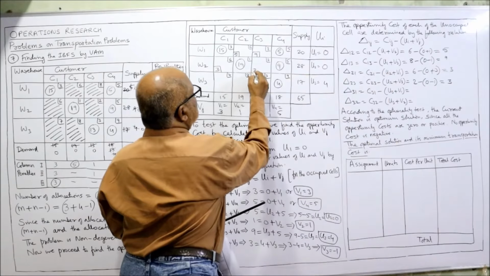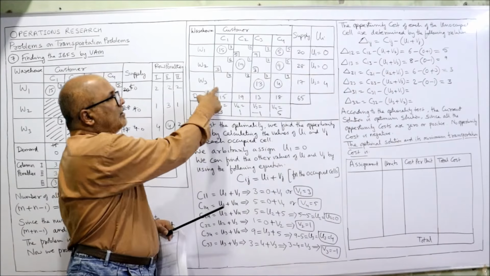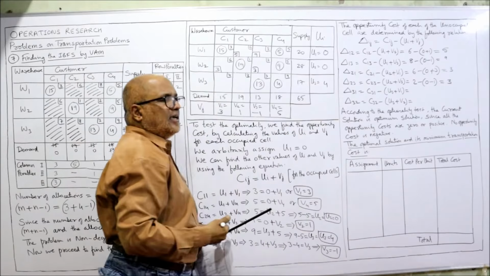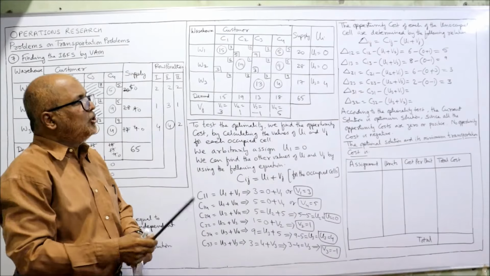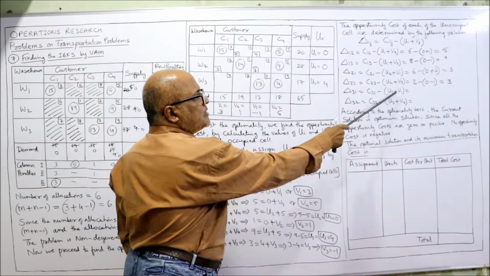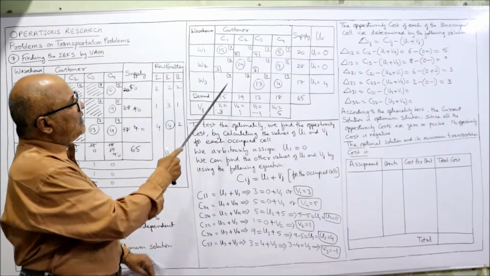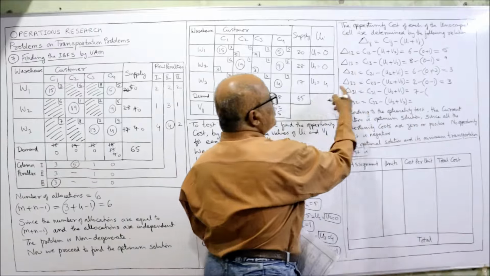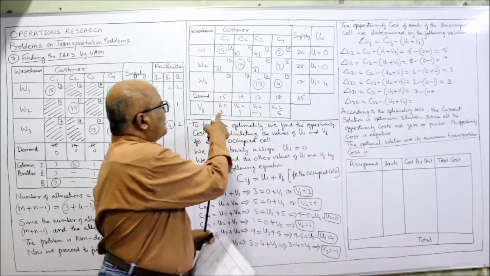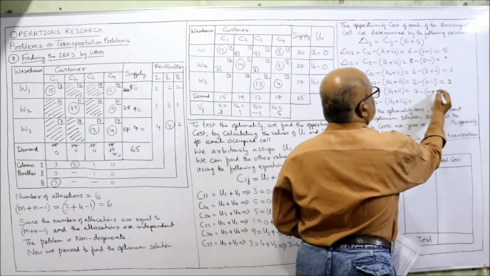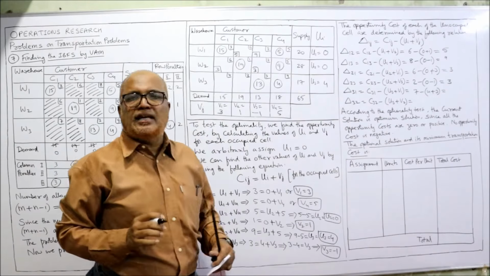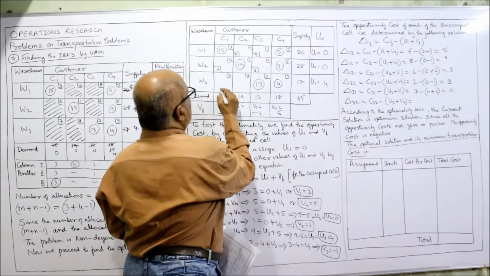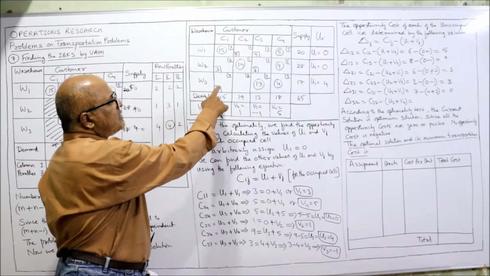So we got 3 here. Now this unoccupied cell. What is the location? Third row, first column. Delta 31. Delta 31 is equal to C31 minus U3 plus V1. How much is C31 here? 7. So C31 I am taking 7 minus U3 is 4 plus V1 is 3, is equal to 4 plus 3 is 7. So 7 minus 7 you will get 0. Here 0.